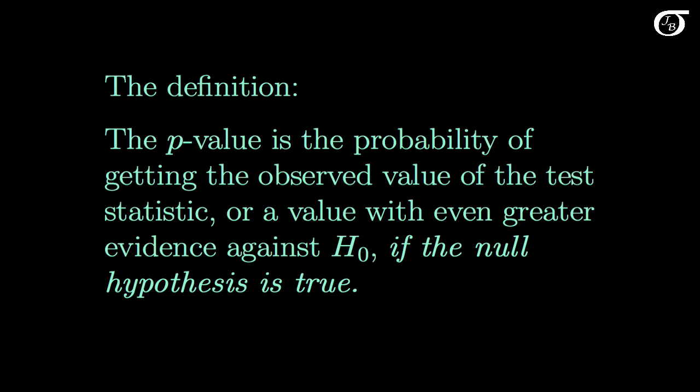The p-value is the probability of getting the observed value of the test statistic, or a value with even greater evidence against the null hypothesis, if the null hypothesis is in fact true. So first of all, the p-value is a probability, and it is a probability calculated conditional on the null hypothesis being true. The definition is a bit of a mouthful, so let's look at an example.